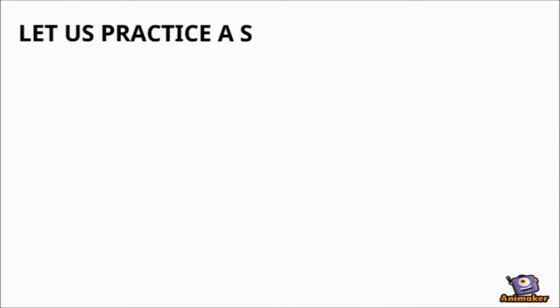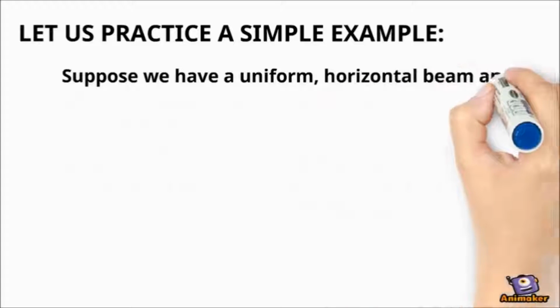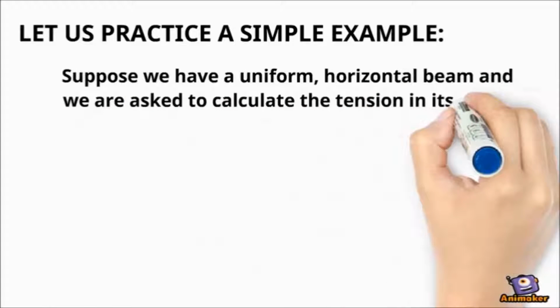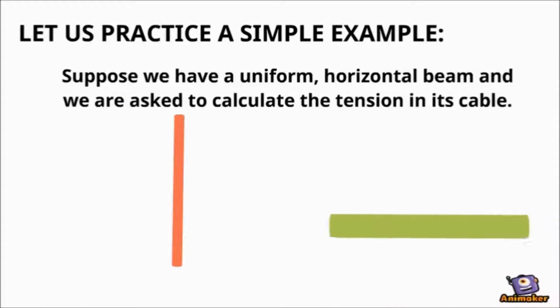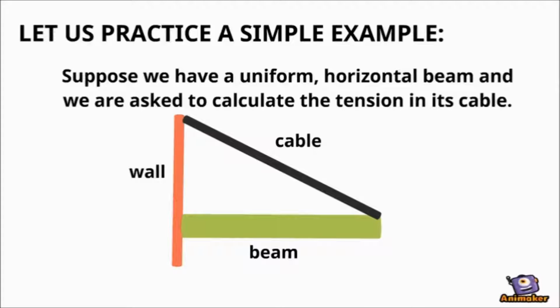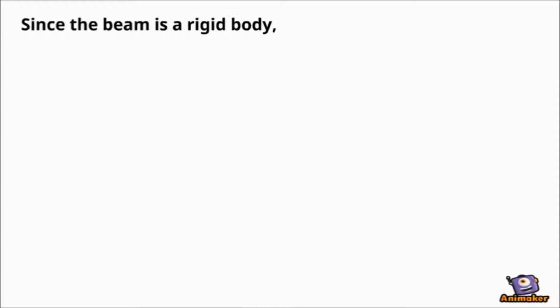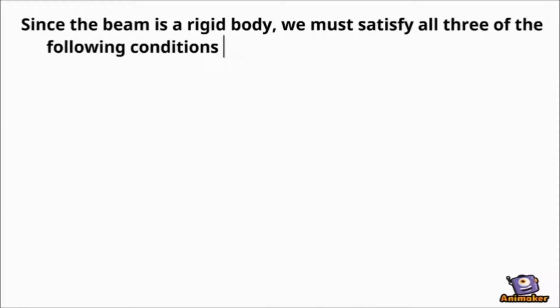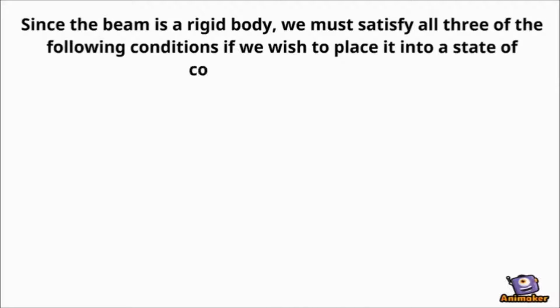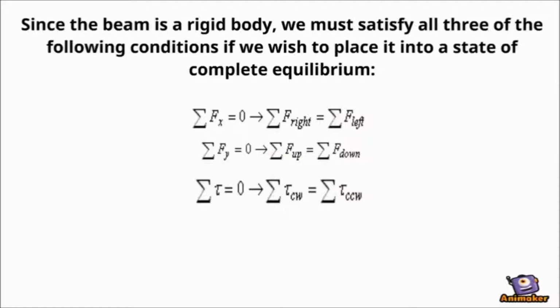Let us practice a simple example. Suppose we have a uniform, horizontal beam and we are asked to calculate the tension in its cable. Consider the illustration. Since the beam is a rigid body, we must satisfy all three of the following conditions if we wish to place it into the state of complete equilibrium.